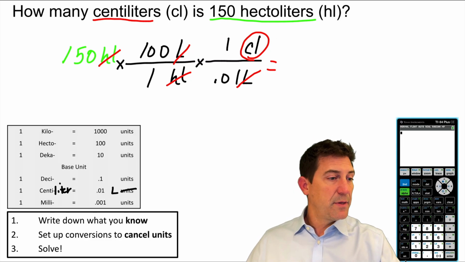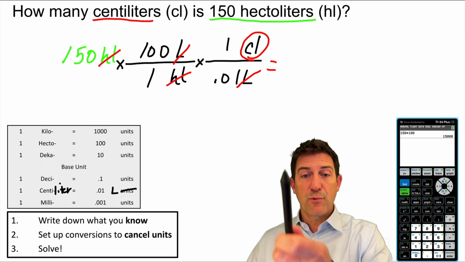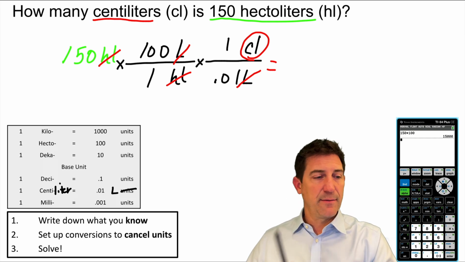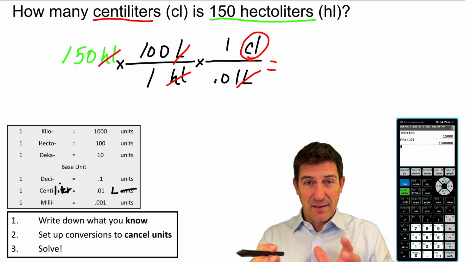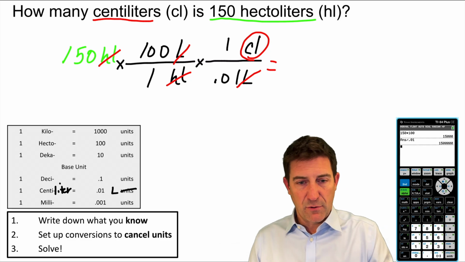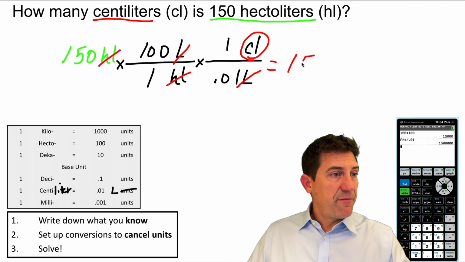Let's calculate it. We take 150. I'm going to use my shortcut method just to streamline this. So times 100. I'll hit enter. I do not need to divide by 1. The next part says times 1 divided by, I don't need to times it by 1. So let's just divide it by 0.01 and hit enter. If you don't like that method, again, use the parentheses. You'll get to the right answer. Again, just trying to save time. It's 1,500,000.